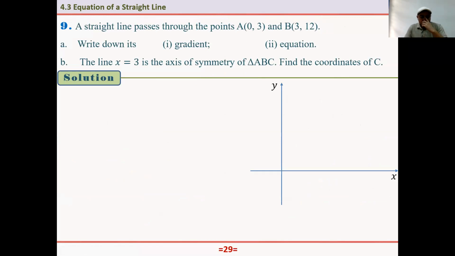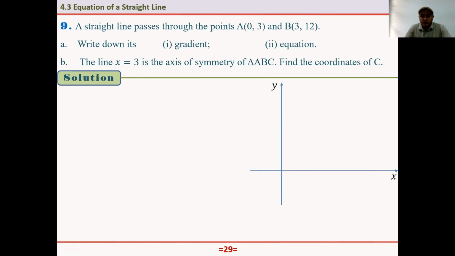Okay, that's just a few questions for warm up. This is another example from exercise 4.3. Okay, that is question 9. A straight line passes through the points A and B. Write down its gradient. Write down its equation. So we know what these are. And question B is: the line x equals 3 is the axis of symmetry of ABC. Find the coordinates of C.